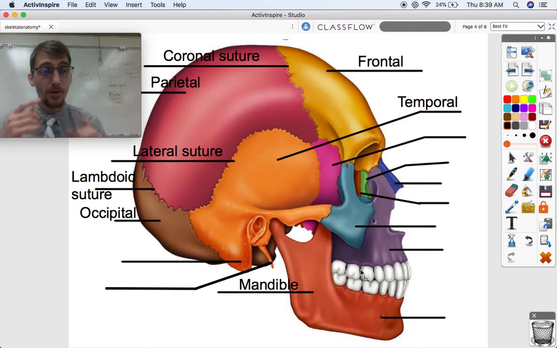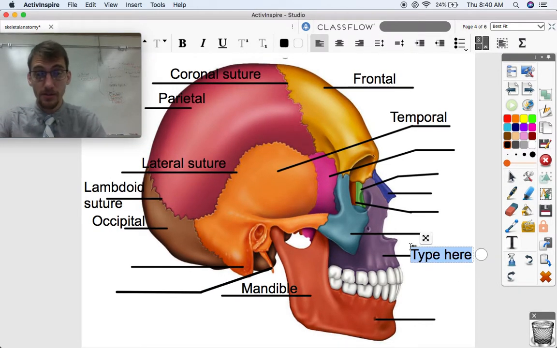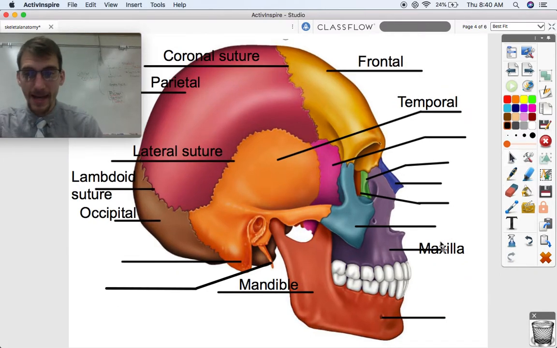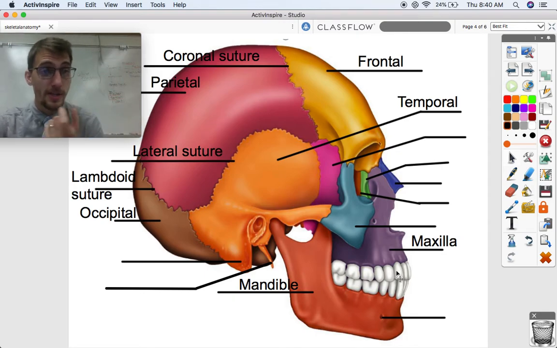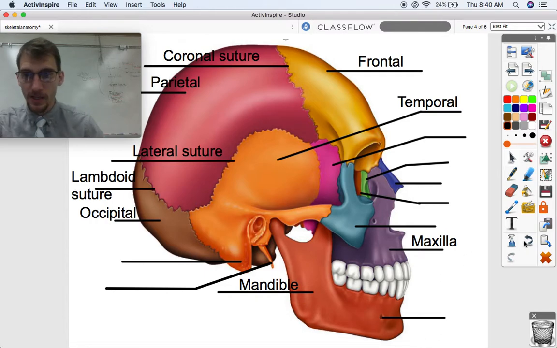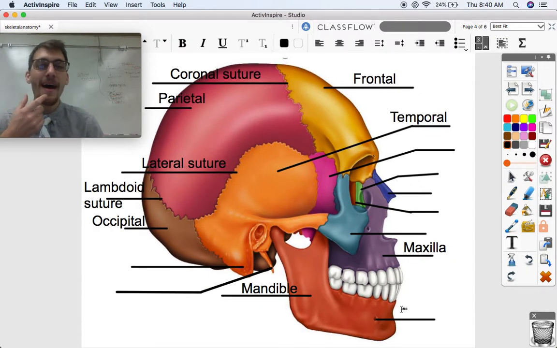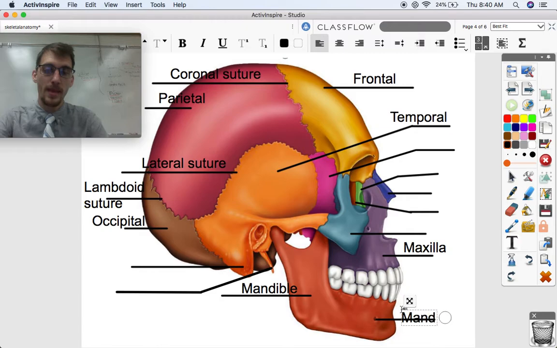And the other bone that helps make up your mouth, where your upper teeth are, this purple structure over here, is called your maxilla. All right, so you have maxillary teeth and you have mandibular teeth. So your upper teeth and your lower teeth are maxillary and mandibular. Over here, this little dot in the middle of the mandible, this is called the mandibular foramen.